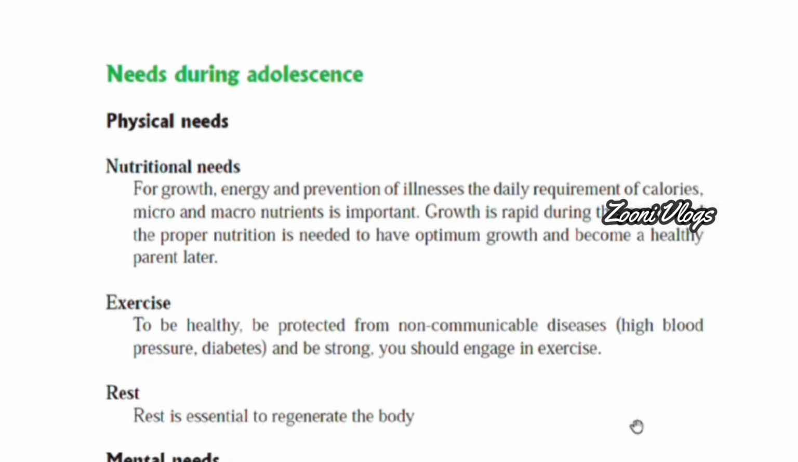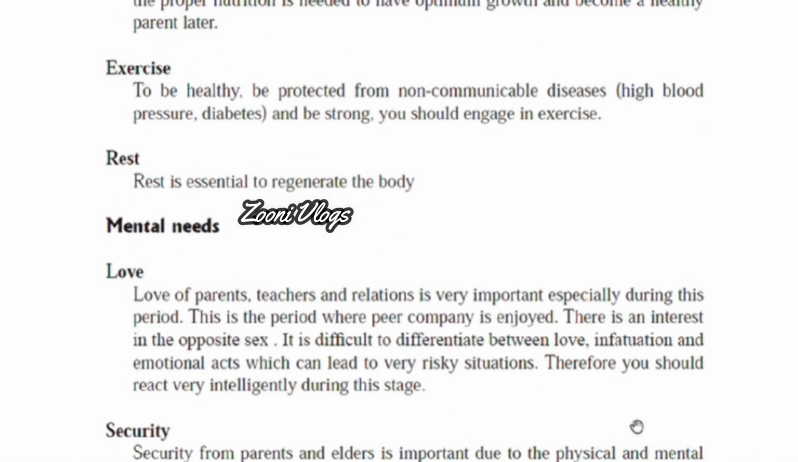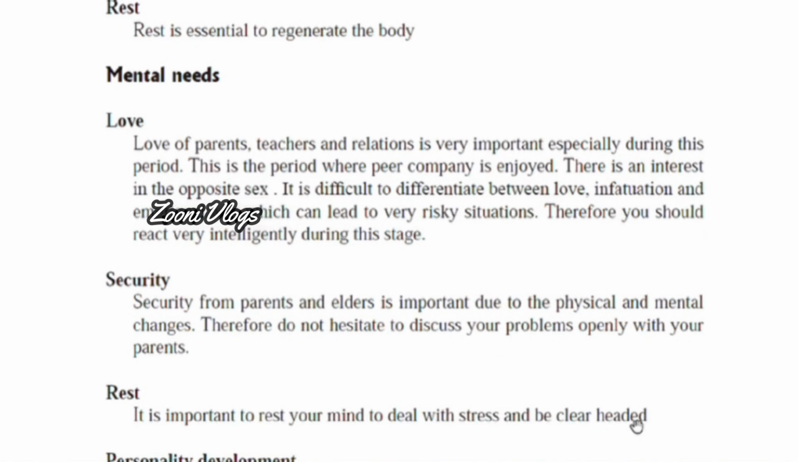Rest is essential to regenerate the body, because our body is just like a machine, so we also want to get rest. From the rest our body is regenerating, that's the thing. And the mental needs: love, security, rest.